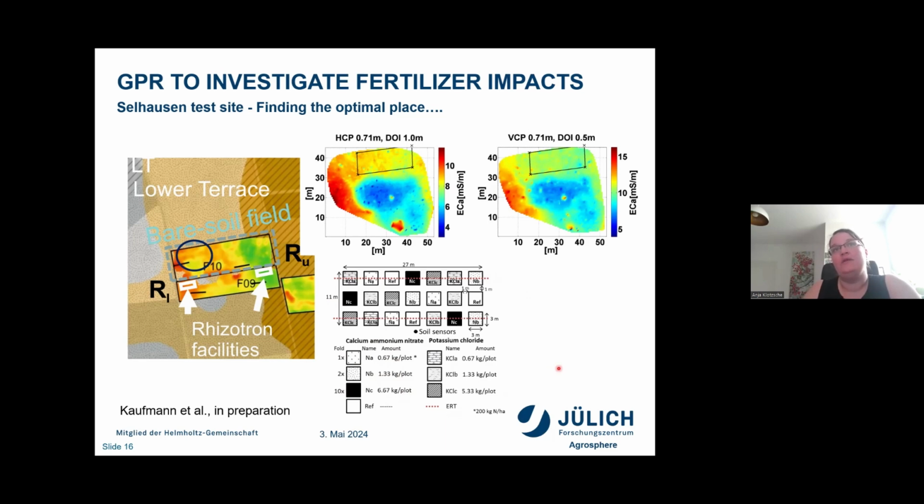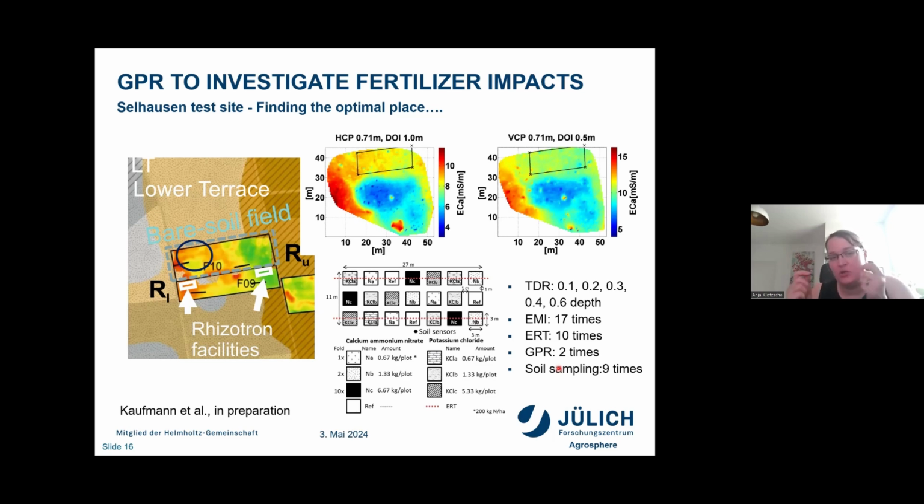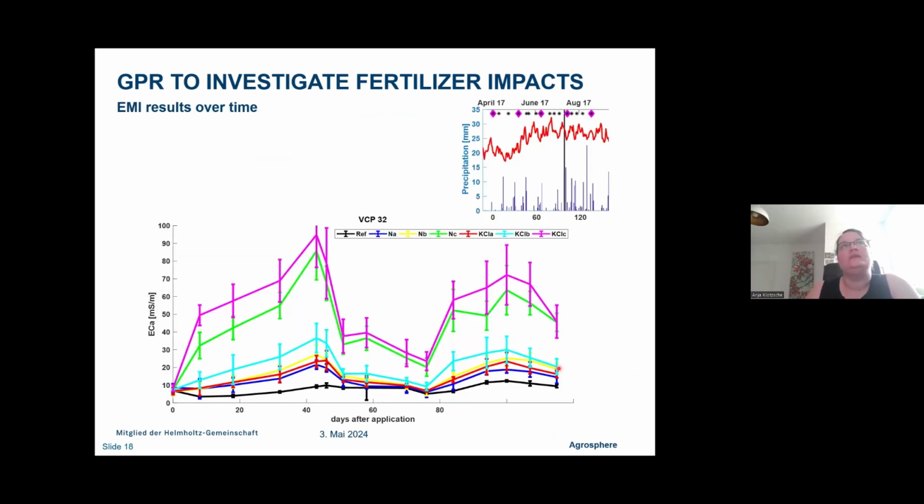Then over more than 1 year, we did measurements with TDRs that were installed on the site, with the EMI, ERT, and GPR, and also additionally we did soil sampling. I do not have time to show you all the data here, but I just want to show you a bit the potential of each of the methods to see the changes over time. So let's get started with the EMI, because it's a tool that you can really nicely apply fast on a large scale, right?